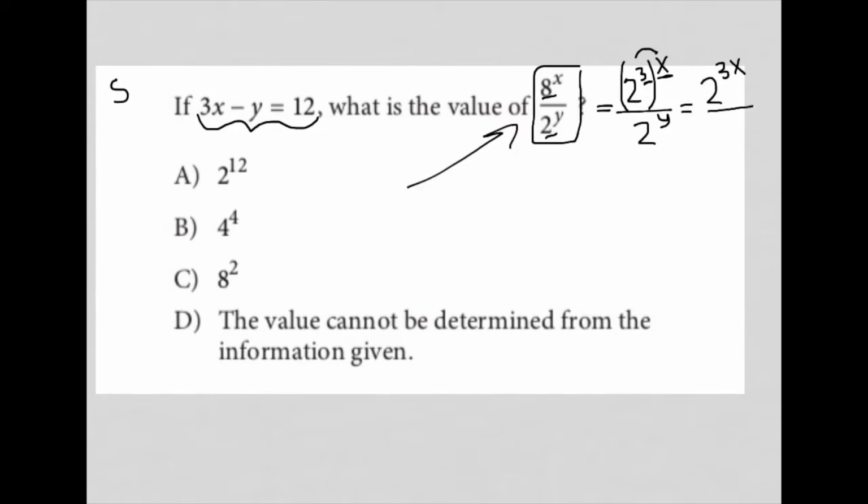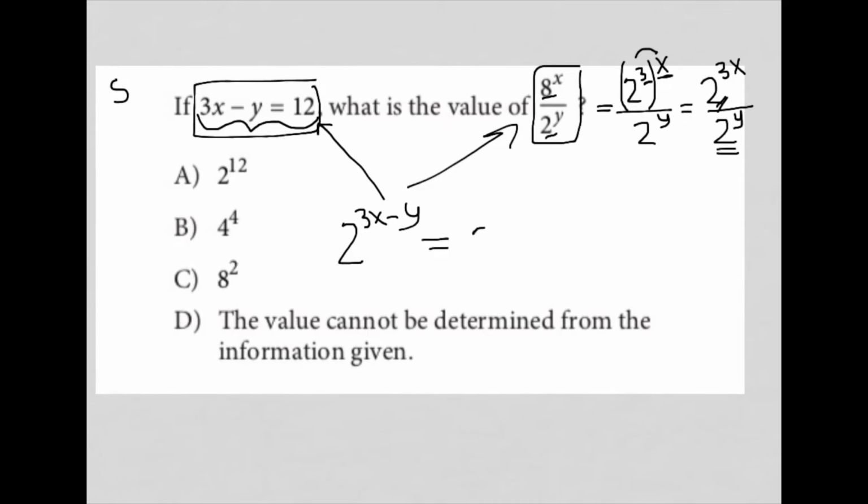So I have 2 to the 3x over 2 to the y. And like I just mentioned, anytime my bases are the same, I simply subtract the exponents and keep the base. So 2 to the 3x over 2 to the y will become 2 to the 3x minus y. And what do you know? 3x minus y is exactly what we have here. So I know that 3x minus y is equal to 12, which means 2 to the 3x minus y is the same as 2 to the 12th, which is option A.